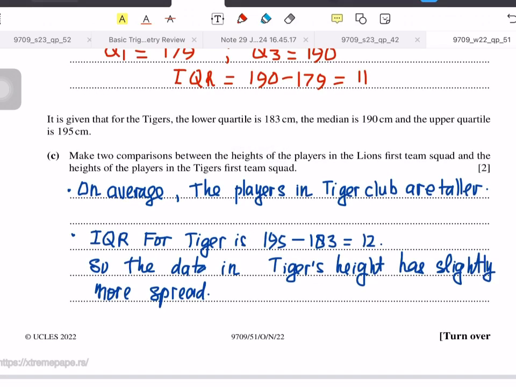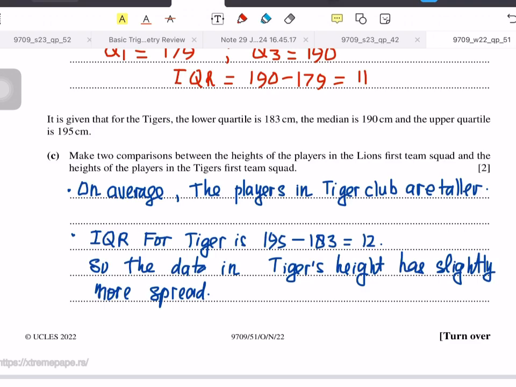Now it is given that for the Tigers, the lower quartile is 183 centimeters, the median is 190 centimeters, and the upper quartile is 195 centimeters. C. Make 2 comparisons between the heights of the players in the Lions first team squad and the heights of the players in the Tigers first team squad.